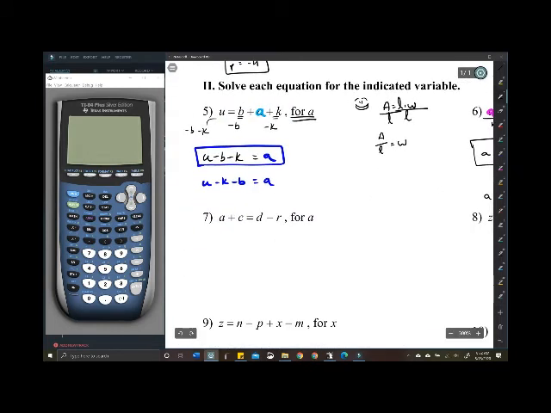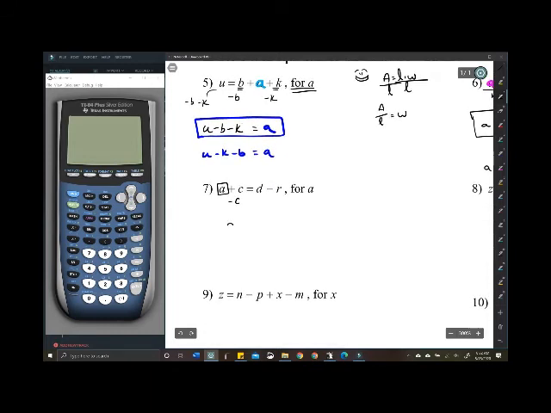Number 7, a plus c equals d minus r, solving for a. So simply, this is what I want. I'm going to subtract c. That means a is simply d minus r minus c. Okay, and that's it. Just subtracting c from each side.